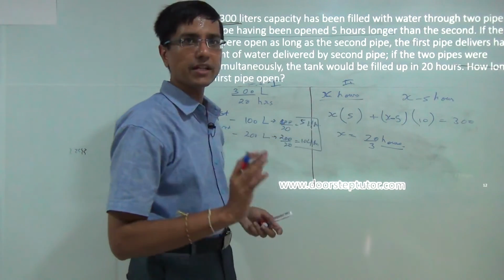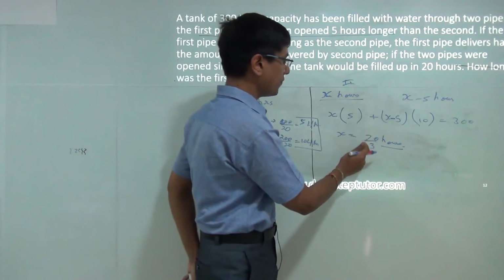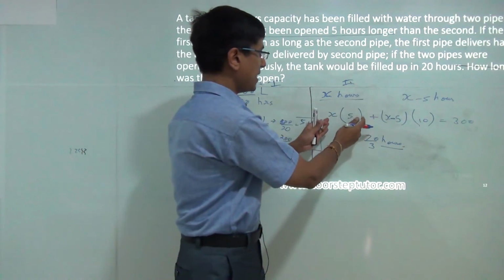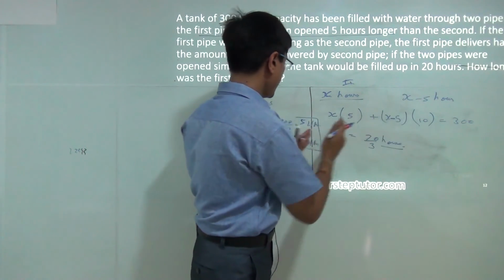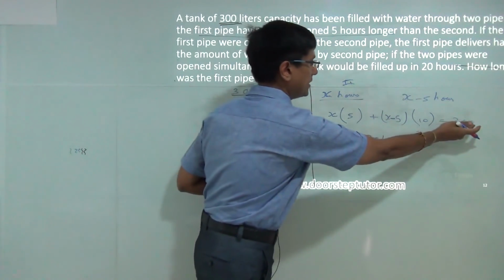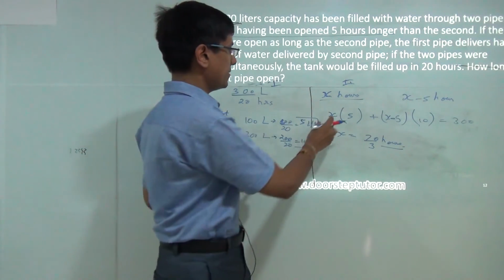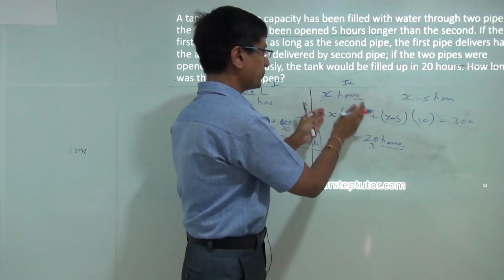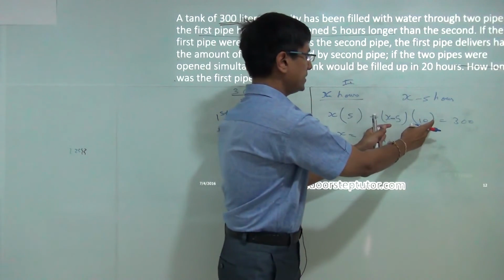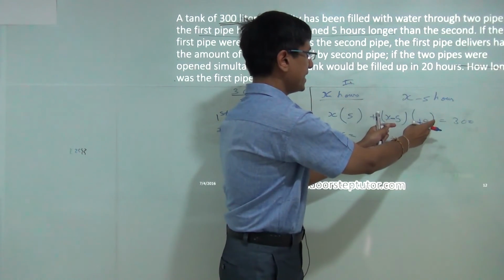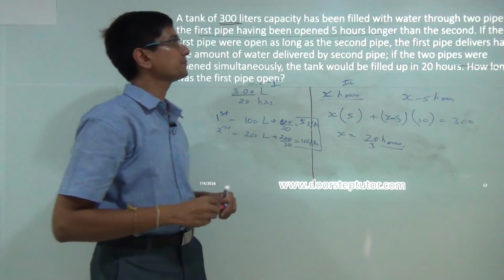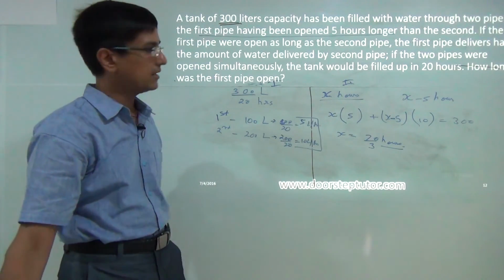This is the amount of time the first pipe was kept open, and the second pipe was kept open for 70 by 3 minus 5 hours. And I multiplied them by their rates, which we calculated here. If I multiply the time with the rate, I get how much water was filled by the first pipe. This is the amount of water filled by the second pipe, and then the total should be, of course, 300 liters. Again, very simple.